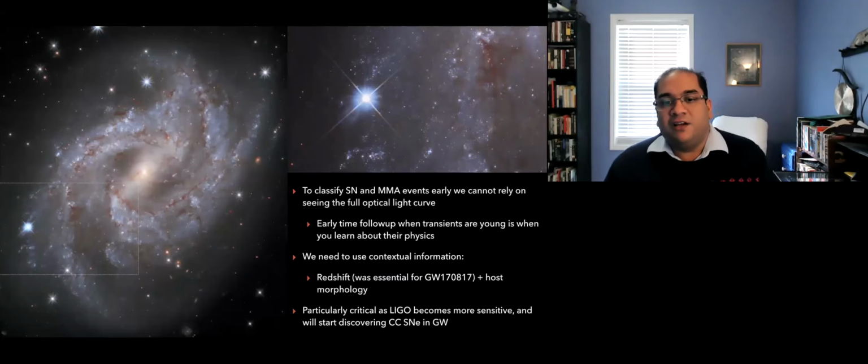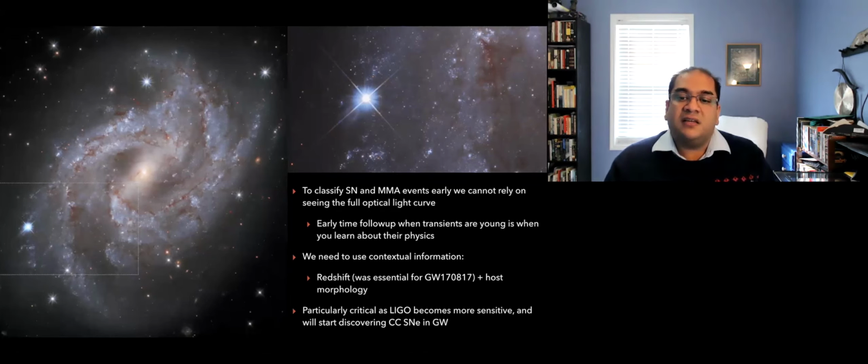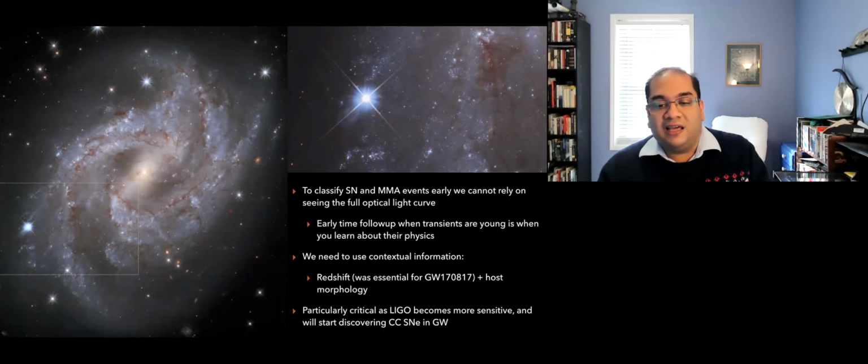So to start with, I want to emphasize the point that Michael made earlier. You can't classify supernovae and multi-messenger events entirely from their full optical light curves. The problem is these things are very fast, and if you have to wait for the full light curve to classify an event, then, well, you've missed the event. You haven't been able to schedule follow-up studies with spectroscopy. And you really do need to catch these things very, very young. That's when you learn about their physics, in particular the physics of the explosion.